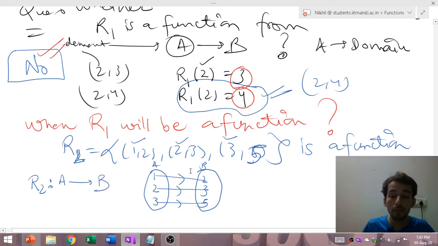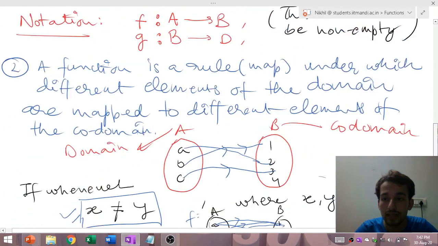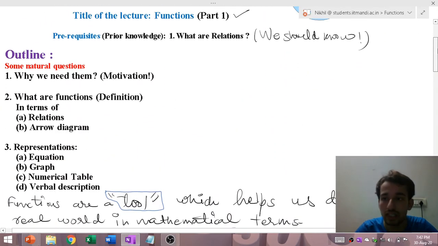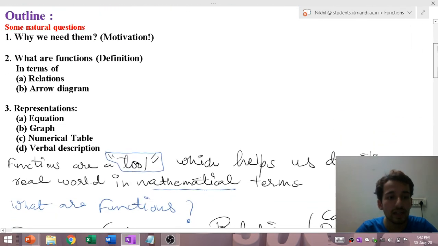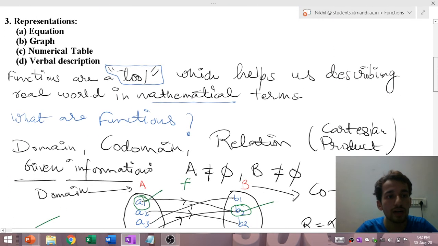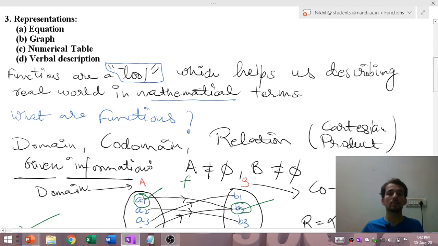Fine. So I hope you got good clarity on the basics of a function. What is a function? If I refine it in a single line, a function is a special kind of relation in which every element of the domain is assigned to a unique element in the codomain. Now the third topic is representations. What are the possible ways to represent a function?